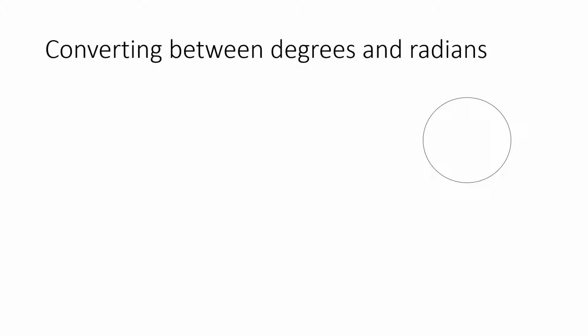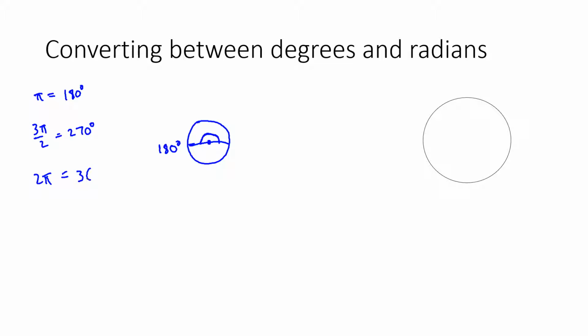If we went halfway from here to here, then we would have gone 180 degrees. So from what we know, pi is equivalent to 180 degrees. And we can keep going if we wanted to. So 3 pi over 2 would be 270 degrees, and 2 pi would be one full rotation of the circle. That's 360 degrees. Notice that all of this basically means the same relationship.